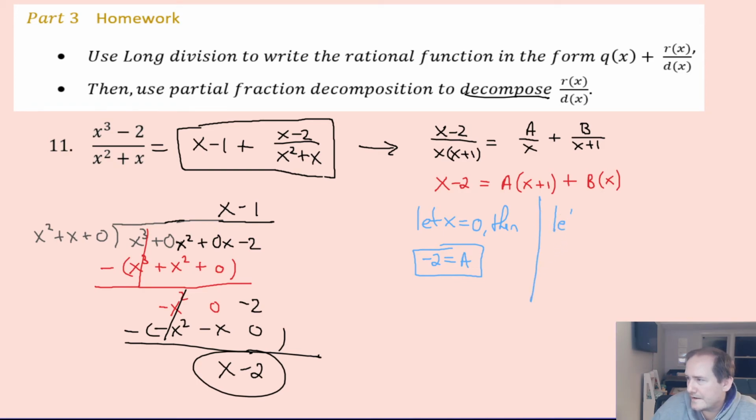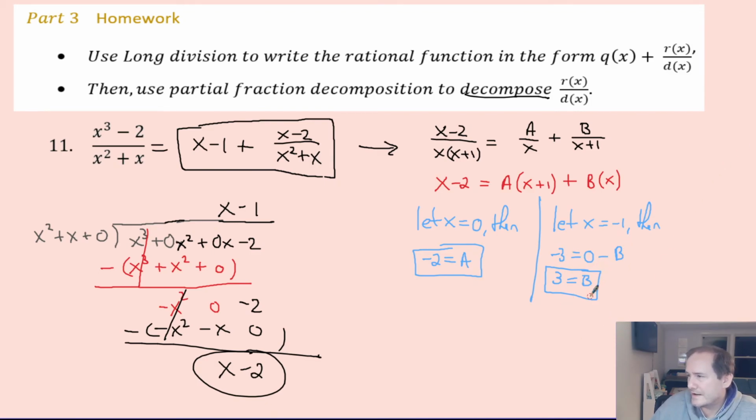Then we could let x equal negative 1. Negative 1 is going to give negative 3. And a 0 minus b. Right? Yeah. So if negative 3 equals negative b, then positive 3 equals positive b. So now we got them both.